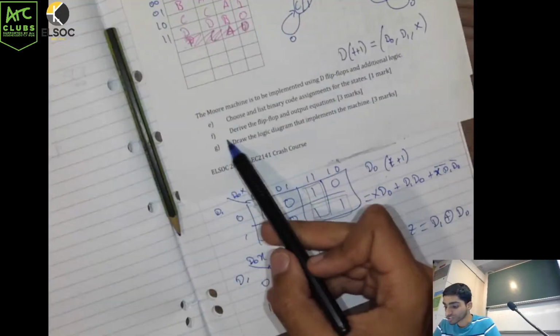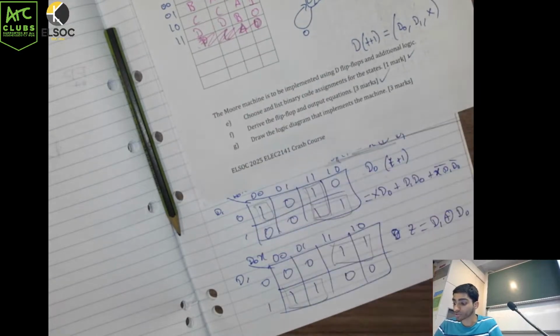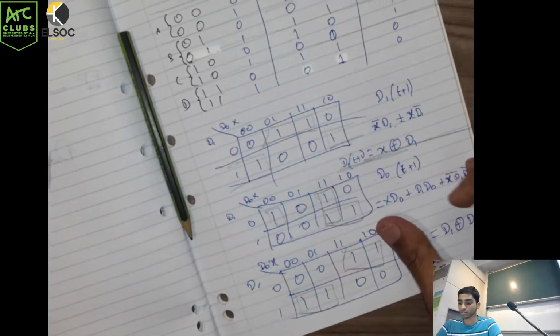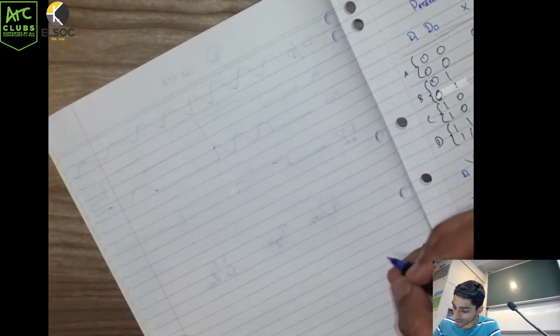Now, this was our flip-flop and output equation. So this has been done, this has been done. And now draw the logic diagram that implements the machine. If I shift over here, this is where it gets messy.